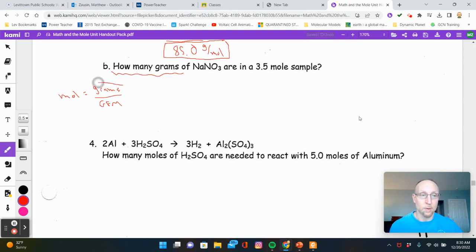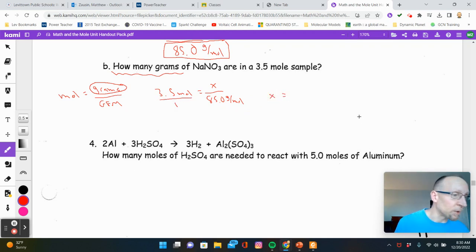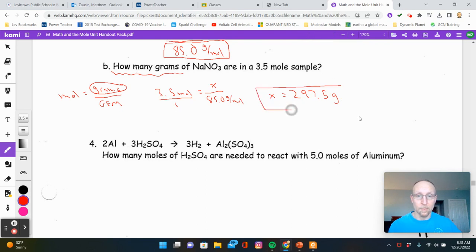In this case, we're solving for the grams, all right? So 3.5 moles equals X over 85 grams per mole. Set this over 1, cross multiply, and we get X equals 297.5 grams, right? Because moles over moles cancels out, and we're left with grams, right?